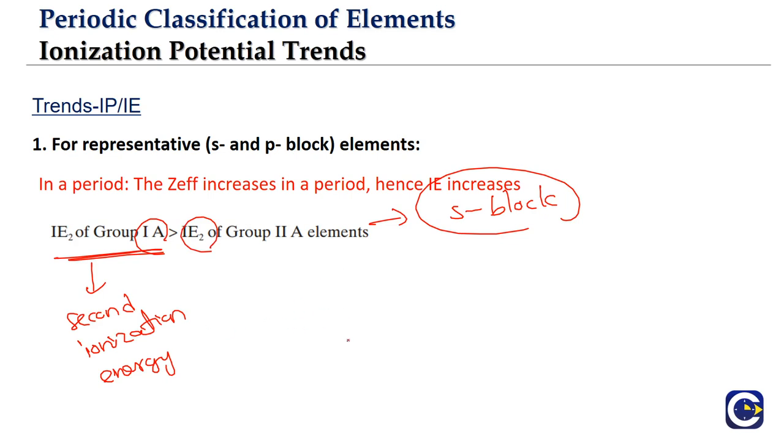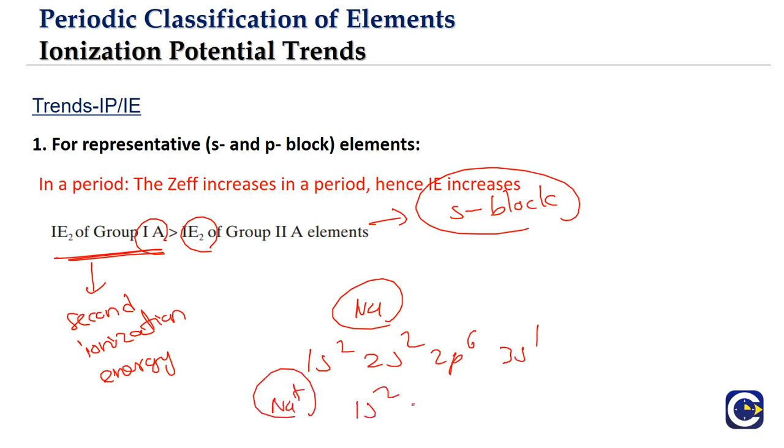Why? Think about it. If you have, say, sodium, what is the sodium arrangement? 1s2, 2s2, 2p6, 3s1. If we remove one electron, we will come to Na+. What is the Na+ arrangement? 1s2, 2s2, 2p6. Now think about it. When you want to remove one more electron from here, you are disturbing the octet structure. So it is going to require a significantly high amount of energy.